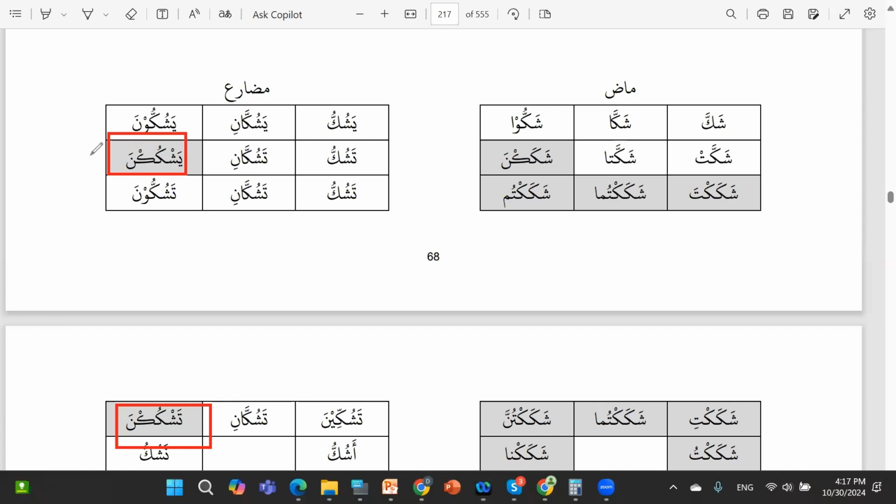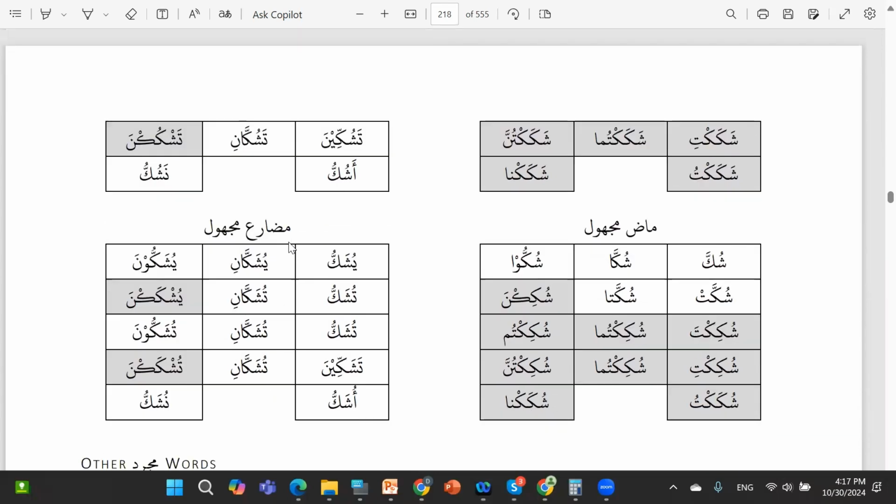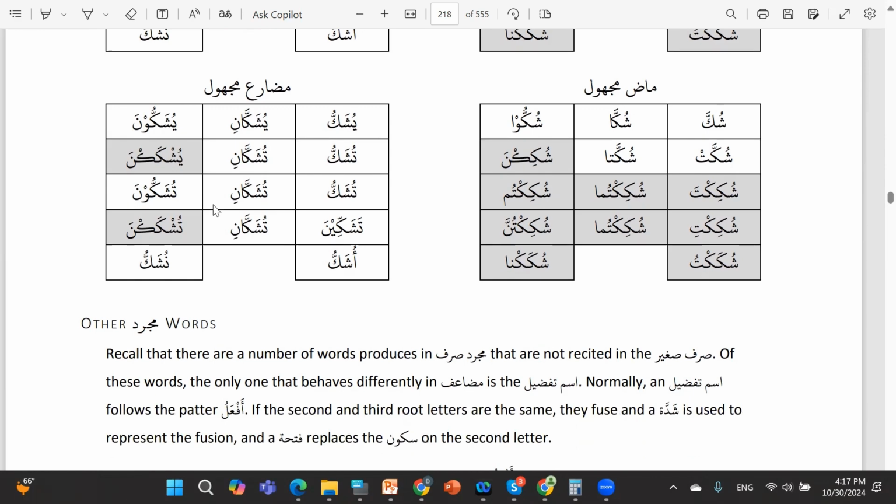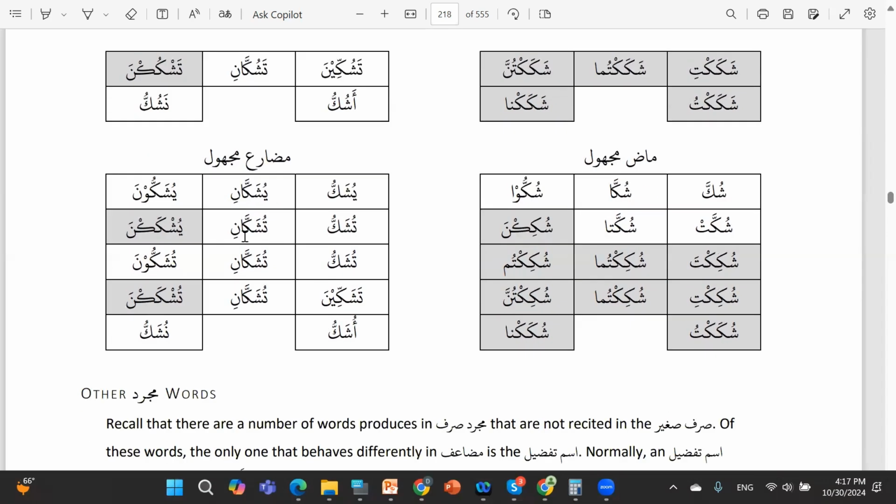So this is the Sarf Kabir of past tense and present tense. The same happens with past tense passive: shukikna. The split occurs at hunna in past passive, and it remains in all six sigas of mukhatib and then mutakallim. Mukhatib is the person someone is addressing, and mutakallim is the one who is talking. So ana and nahnu are mutakallim sigas. And in Mudari Majhul, the present passive, the same rule applies: the split occurs at hunna and antunna.